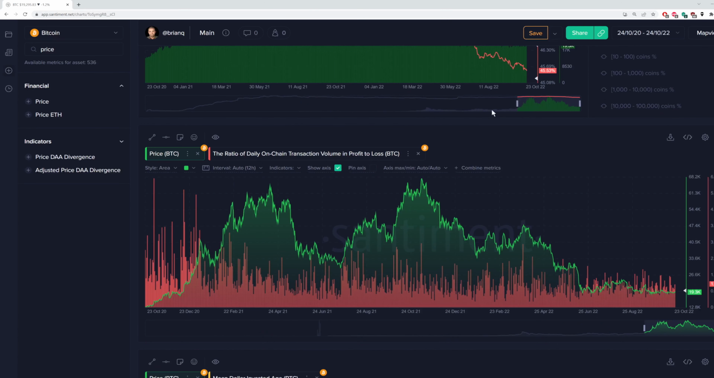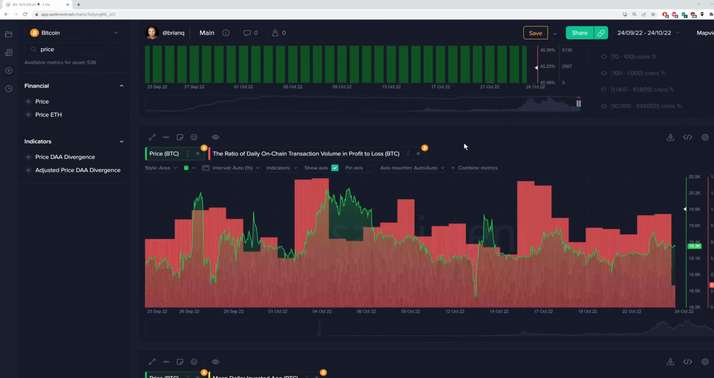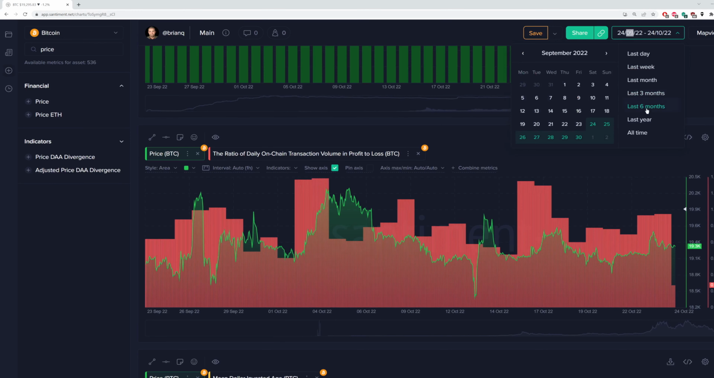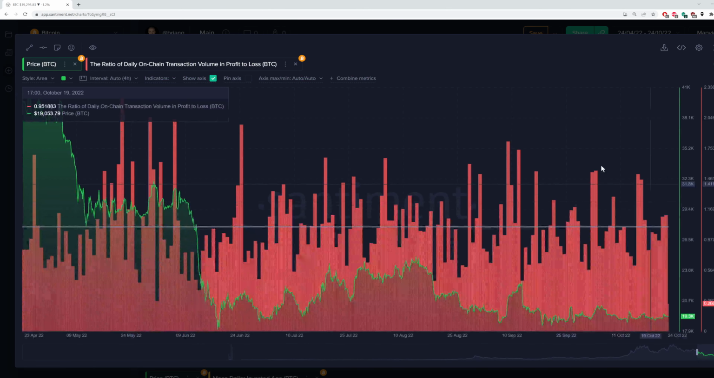Ratio of daily on-chain transaction volume and profit to loss. I'll keep this one quick. Let's go last 6 months. And for the sake of helping, I'm going to mark the line as close as I can to 1.0. All right, we'll go with 1.003. I think that'll be fine. So anything above this 1.0 line, that means there are more profits being taken than there are lost transactions.